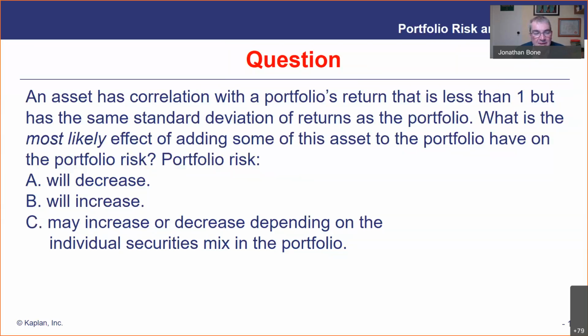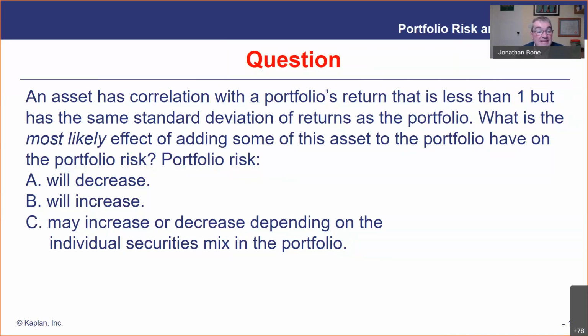Okay, let's take a look at that together. Now, of course, in the real exam, you get 1.5 minutes per question, so I'm speeding you along here. An asset has correlation with a portfolio's return that is less than 1. I see that, immediately I'm thinking, good, if I include this asset in my portfolio, it will reduce my portfolio's risk without necessarily reducing its return.